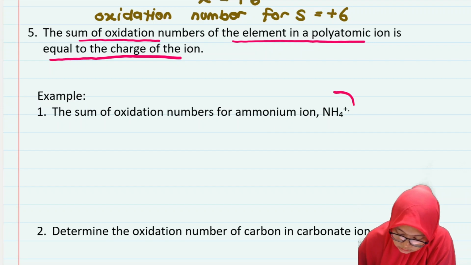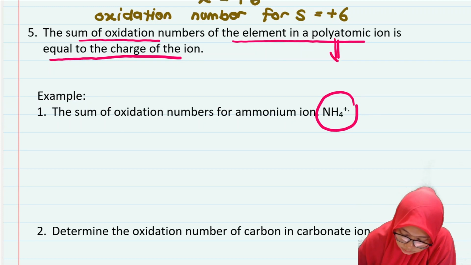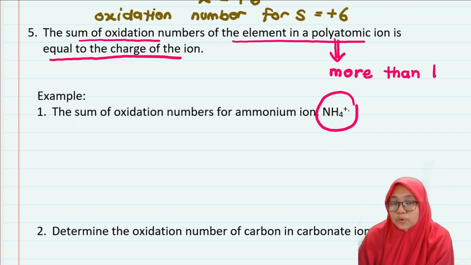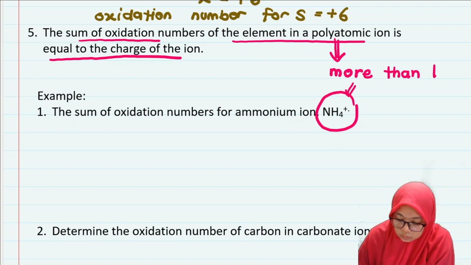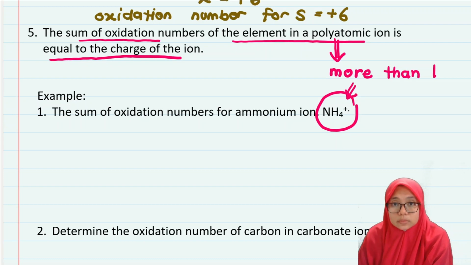So this is an example of a polyatomic ion. Poly means more than one. Monoatomic means one element only. If you have a polyatomic ion, it means that you have more than one element. So the example given here is the ammonium ion.